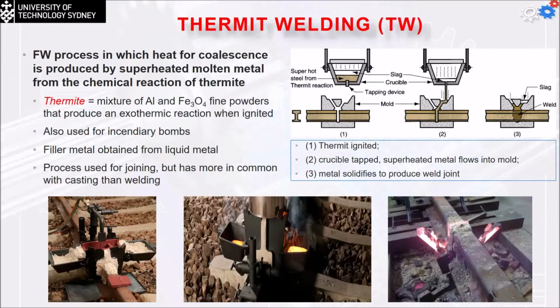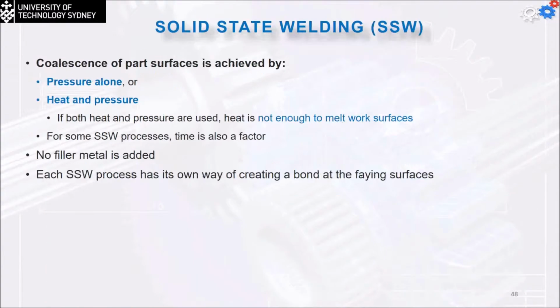Now, the other type is the solid state welding. No melting will occur in this process. And this can be achieved either by adding the pressure or adding the heat and the pressure, but usually the heat is not going to be high enough to melt the work surface. For some of the solid state welding processes, the time is also a factor. No filler metal is going to be added in all the cases.